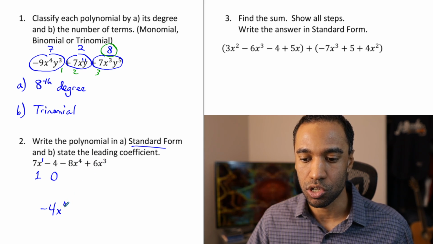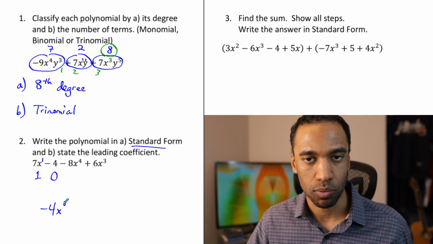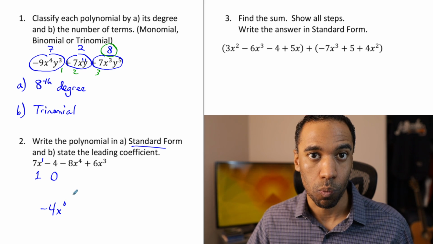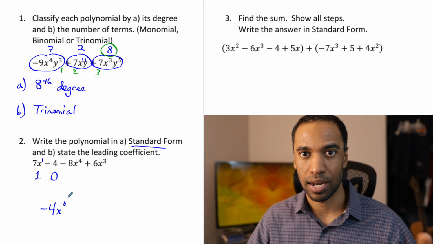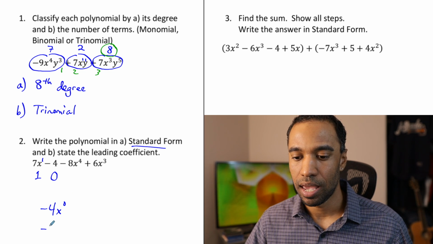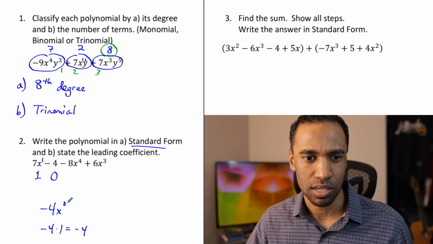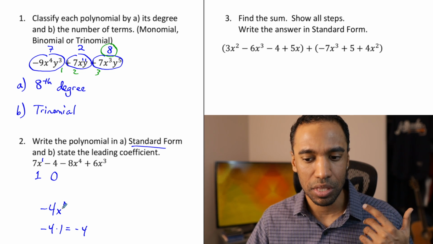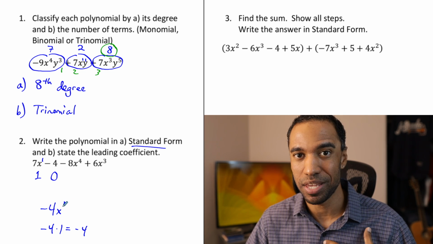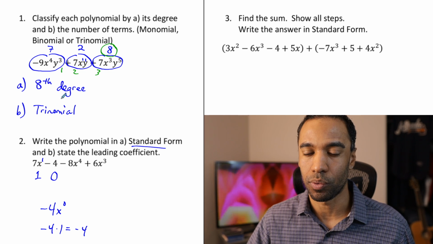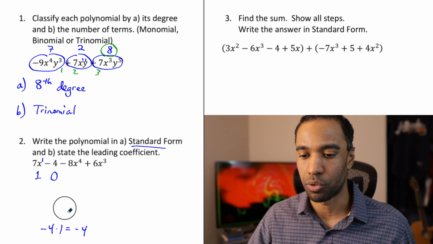Now, what does x to the 0 power evaluate as? X to the 0 power is 1. Any non-zero number to the 0 power is 1, and negative 4 times 1 is indeed negative 4. So that's why this could be rewritten as this, not that we need to do that. This helps express the fact that it is of degree 0. A constant is of degree 0.